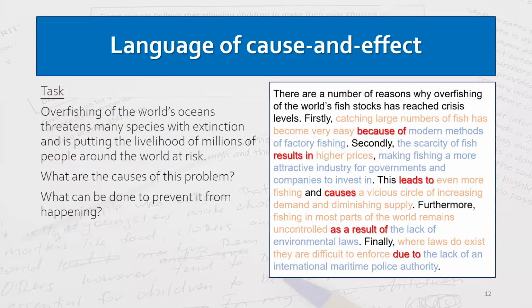So we need to be very careful about the sentence structure when we are using some of these words, like because of, results in, leads to, and due to, to express cause and effect relationships. You can refer to my examples here if you're not sure which words should appear before a noun phrase. Okay. So this is an example of language of cause and effect.